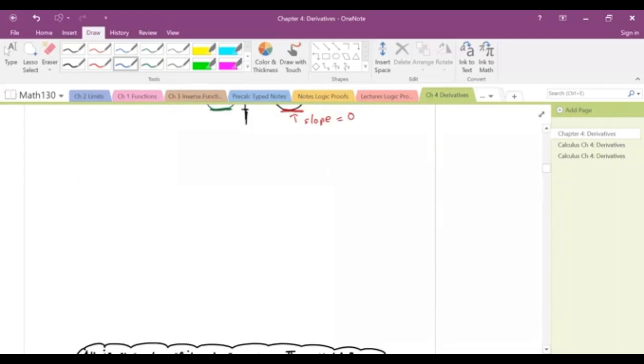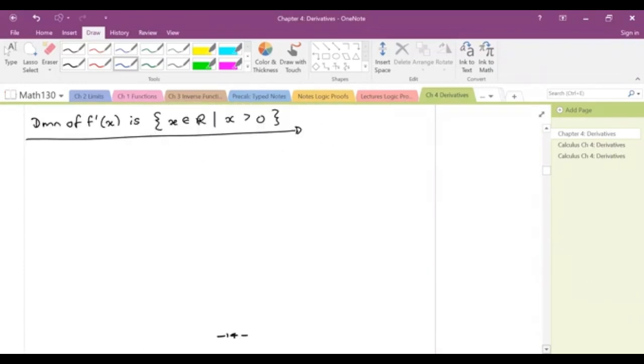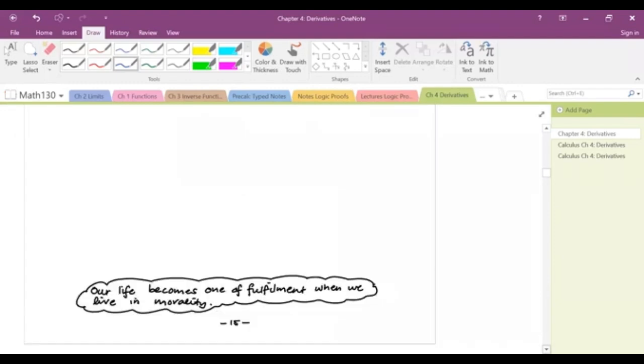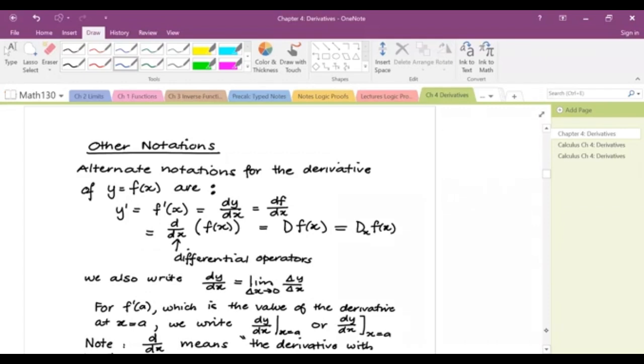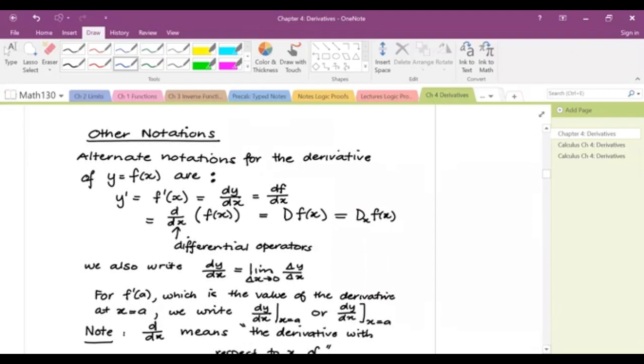Okay, let's pick up then again on page 16. That's where we left off at the end of the last lecture. So we've discussed some alternative notations for the derivative. Let's just have another look at them. So we've got prime notation. So that's where we can say y prime or f prime of x.